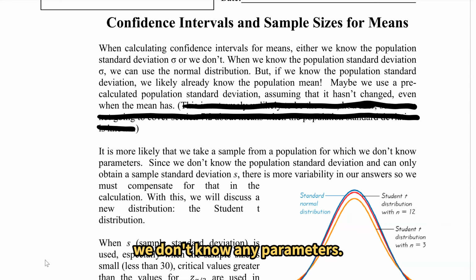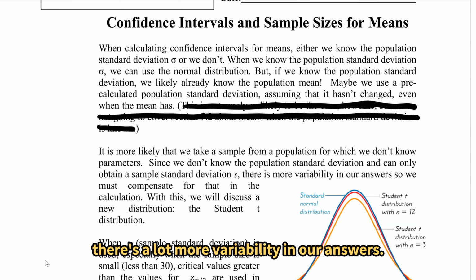Instead, we're going to look at the case more deeply where when we take a sample from a population, we don't know any parameters. We don't know the mean, we don't know the standard deviation. Since we only can obtain a sample standard deviation from our sample, there's a lot more variability in our answers.